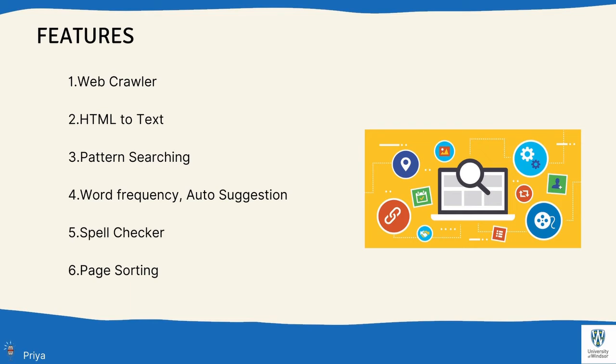Let's just see the features involved in our project. Initially, we have used the web crawler and HTML to text, pattern searching, word frequency, auto suggestion, spell checker, and finally, page sorting. Over to Vaishnavi to explain about the web crawler feature.